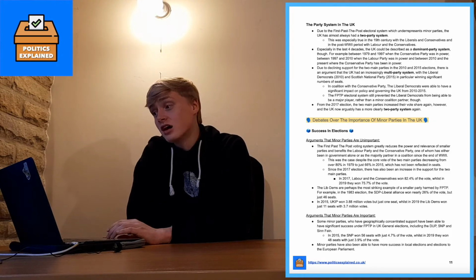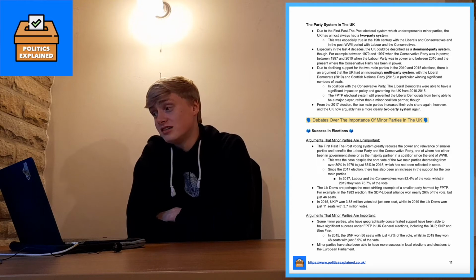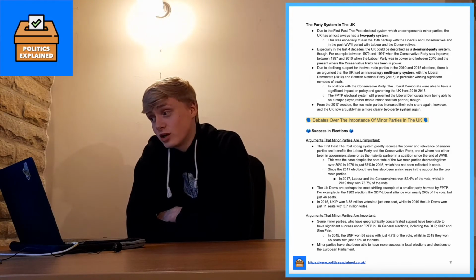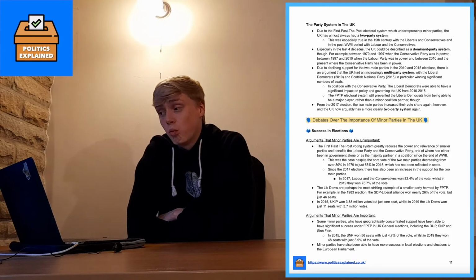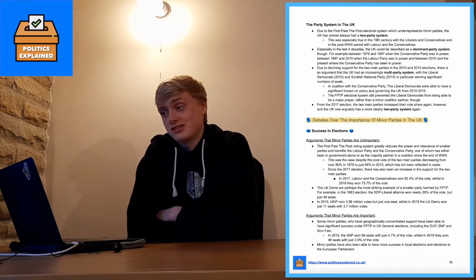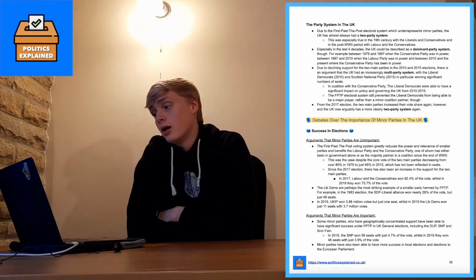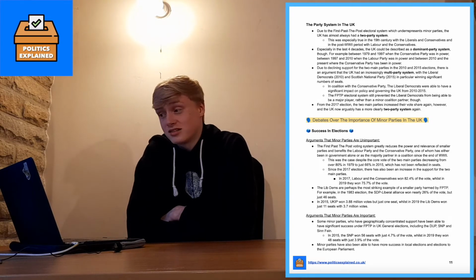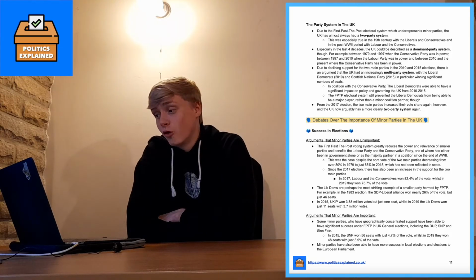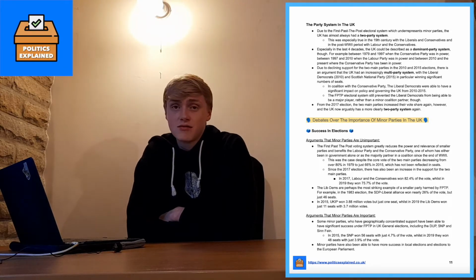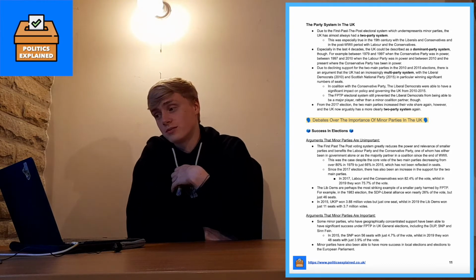And this was the case despite the core vote of the two main parties decreasing from over 80% in 1979 to just 66% in 2015, which then wasn't reflected in seats due to the voting system. Since the 2017 election, there's also been an increase in support for the two main parties, as I mentioned, with in 2017 the Labour and Tories winning 82.4% of the vote, and in 2019 they won 75.7% of the vote, so still a large proportion of the vote.